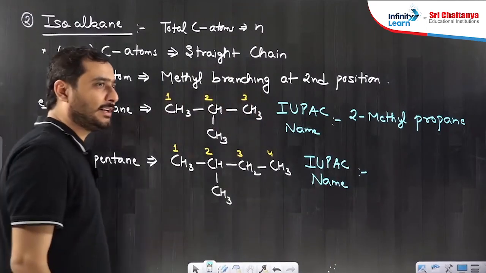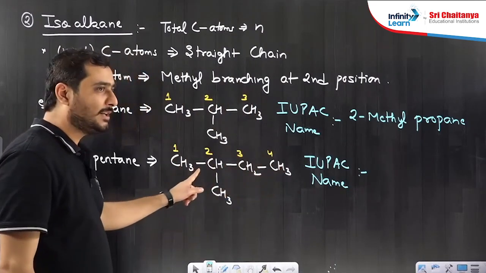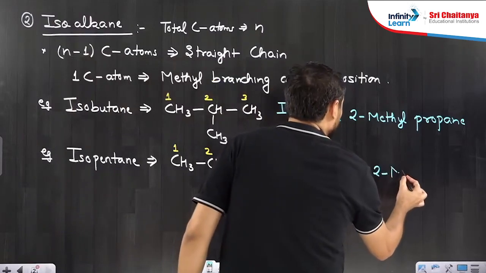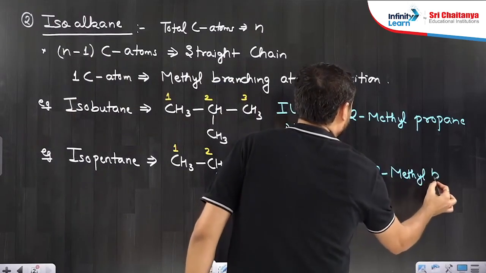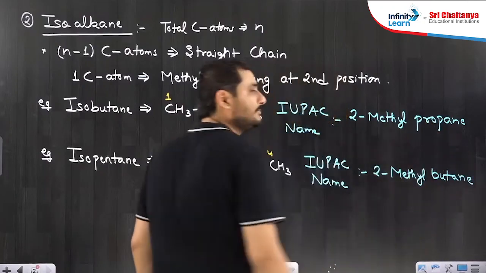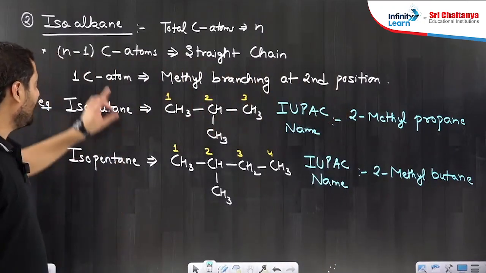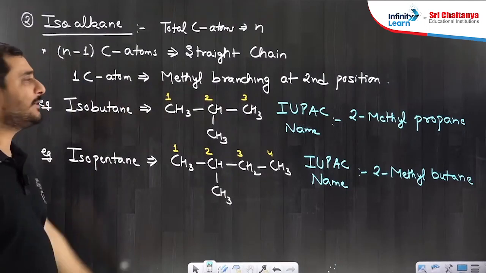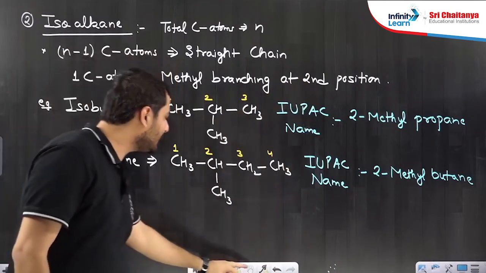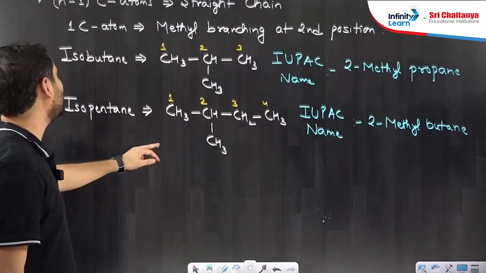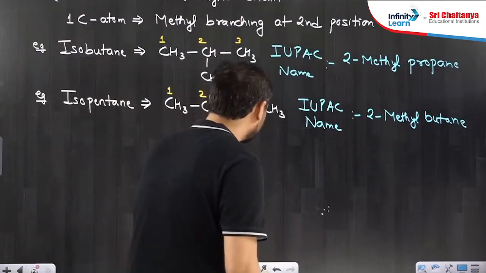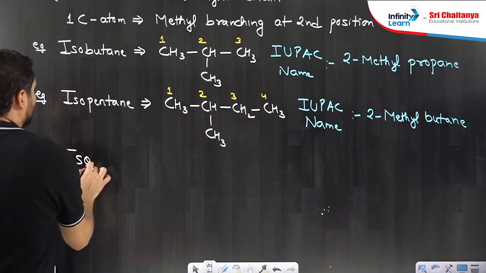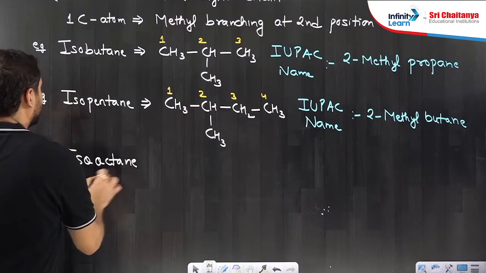Very good. 2-methyl butane. So total 4 carbon atoms, the word root is butane, and how many substituents are present? 1 substituent at the second position. So its name is 2-methyl. For 4 carbon atoms, what do we write? Butane. Clear? So whenever you have to write an isoalkane, write n minus 1 in a straight chain. The 1 methyl branching is at which position? Second position. But remember, there is one exception in isoalkanes, that is isooctane. That is very important. So there is one exception. That exception is isooctane.